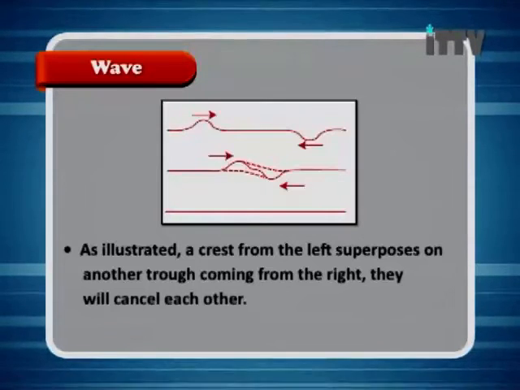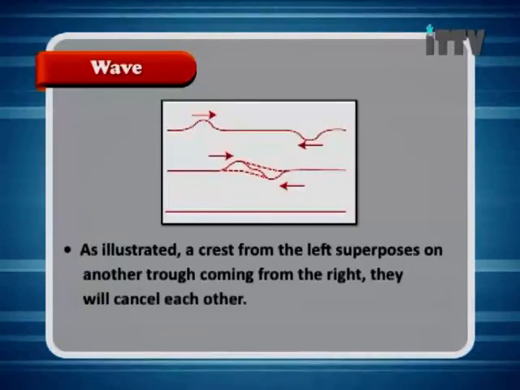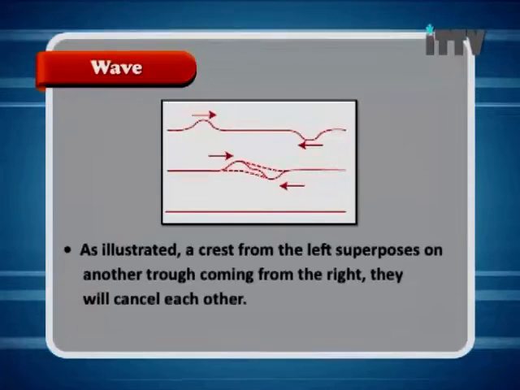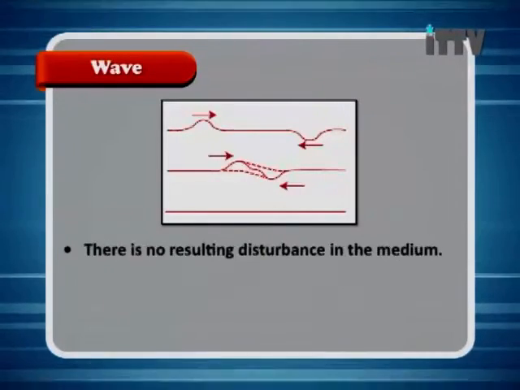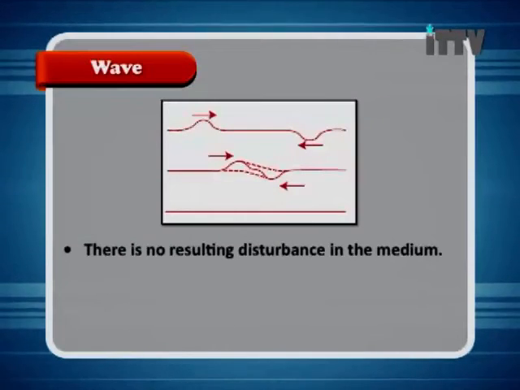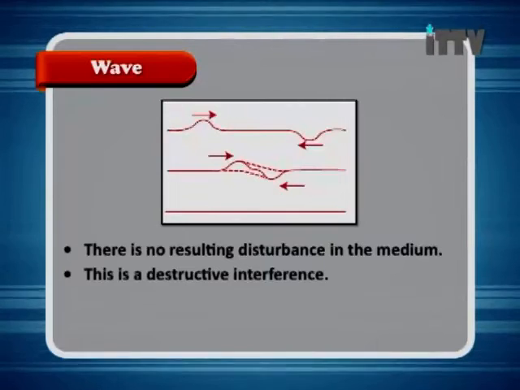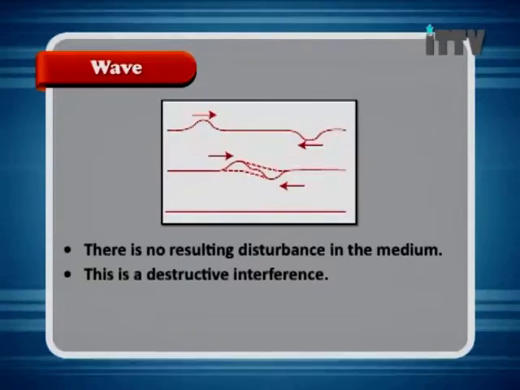As illustrated, a crest from the left superposes on a trough coming from the right and they cancel each other. There is no resulting disturbance in the medium. This is called destructive interference.